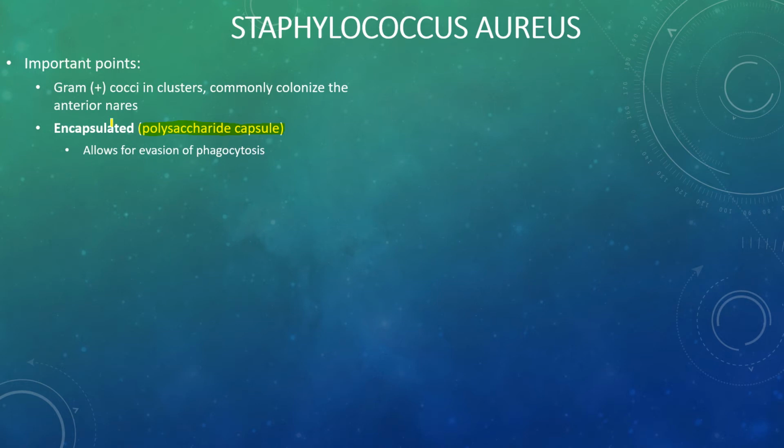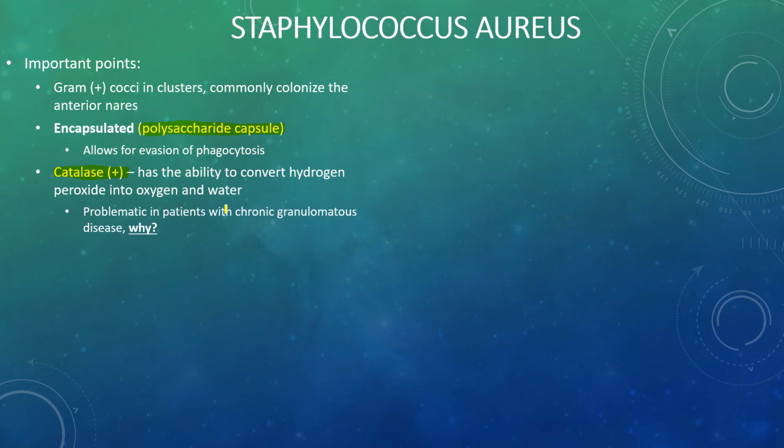So the fact that the Staphylococcus aureus is encapsulated makes it more pathogenic because it can cause more infections, because it evades phagocytosis by the macrophages and other cells. So we have catalase positive. That means it has the ability to convert hydrogen peroxide into oxygen and water. So it's catalase positive, very important to know. That was the first distinguishing criteria.